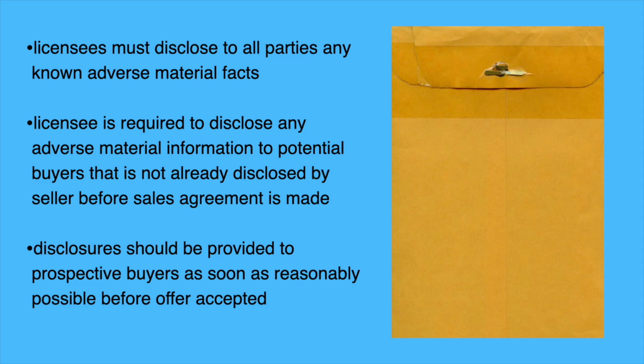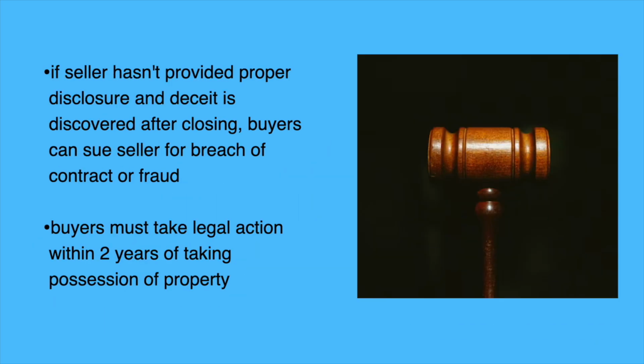Licensees must disclose to all parties any known adverse material facts. A licensee is required to disclose any adverse material information to potential buyers that is not already disclosed by the seller before a sales agreement is made. Disclosures should be provided to prospective buyers as soon as reasonably possible before the offer is accepted.